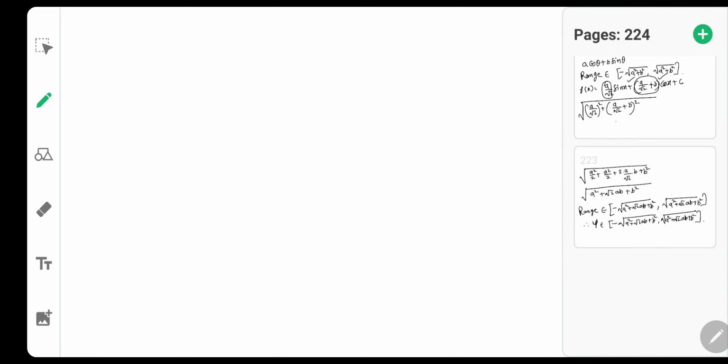Now we need the set x. So set x is actually domain.